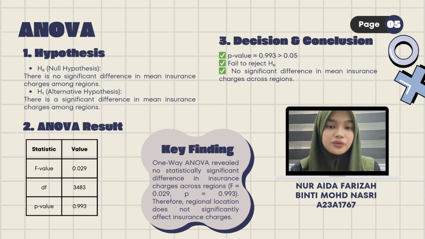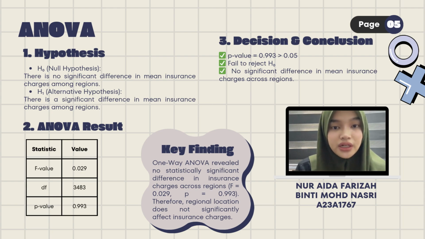I will present the one-way ANOVA analysis conducted to determine whether there is a significant difference in mean insurance charges according to different regions. The null hypothesis assumes that there is no significant difference in mean insurance charges among regions. Meanwhile, the alternative hypothesis H1 states there is a significant difference in mean insurance charges among regions.